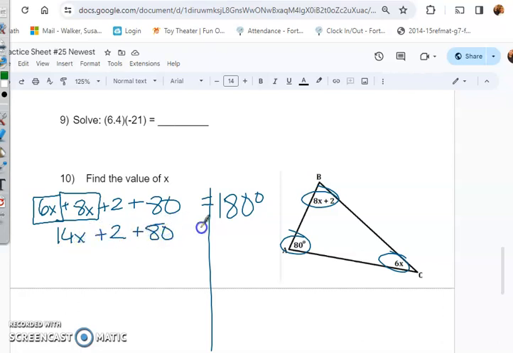This is such a good problem for you to solve, guys. This is good practice for you. If you do it correctly, you will not have a decimal.